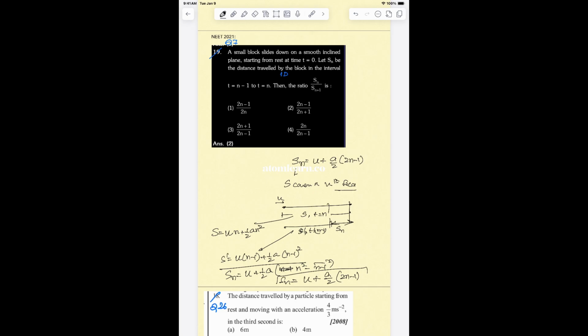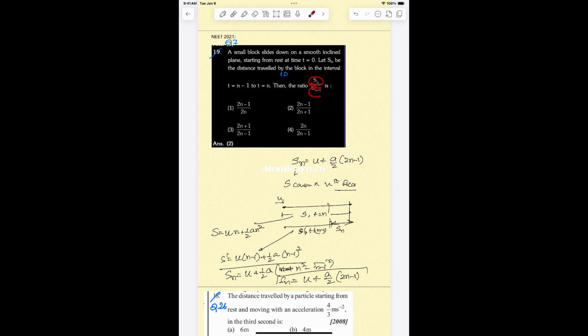Let's now try this problem. A small block slides down a smooth inclined plane starting from rest at time t equal to 0. We don't have to worry about the inclined plane, because whatever the straight line on which the particle is traveling, it will have a uniform, constant acceleration. It doesn't matter about the line of travel and its direction. Let Sn be the distance traveled by the block in the interval from t equal to n minus 1 to t equal to n seconds. That interval is Sn in our terminology.